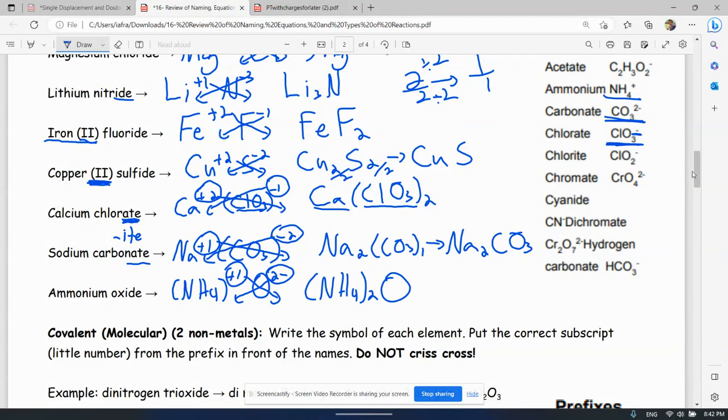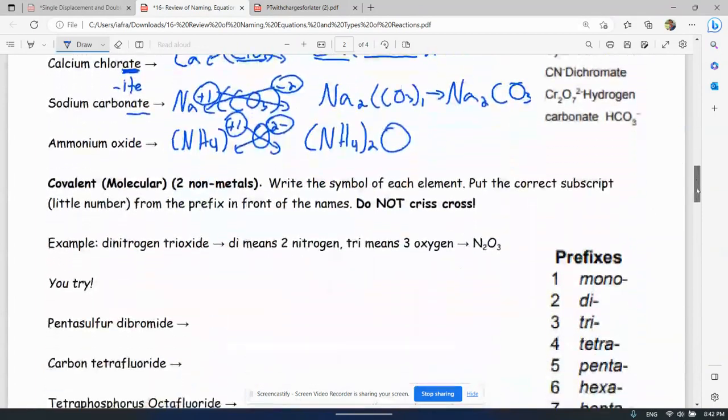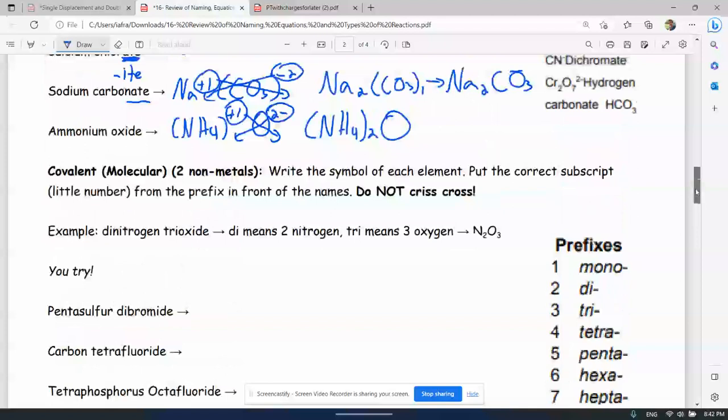So in this video, we saw how to write formulas for ionic compounds. We simply had to do the crisscross between the metal and the nonmetal, or the metal and the polyatomic ion, and then reduce if possible. In the next video, we're going to take a look at how to write formulas for covalent compounds from the name.